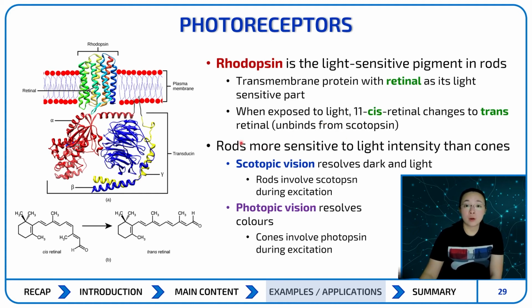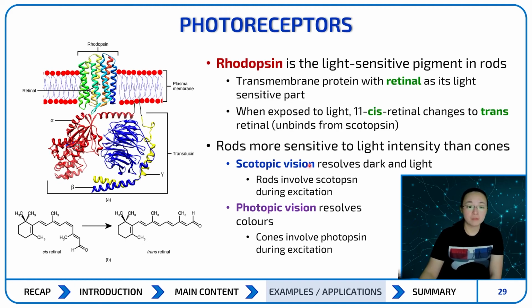Specifically, when we talk about rods, they're going to be more sensitive to light intensity than cones. Remember, cones have to deal with color, rods have to deal with light intensity. So when we talk about that, there are two types of vision we have to understand.